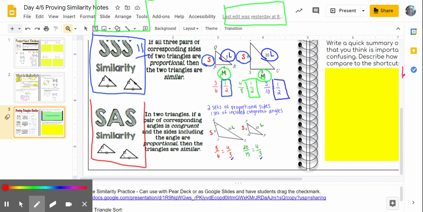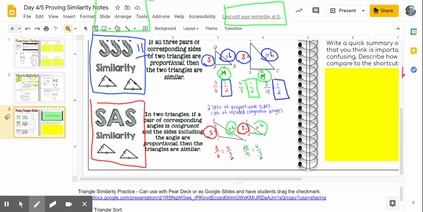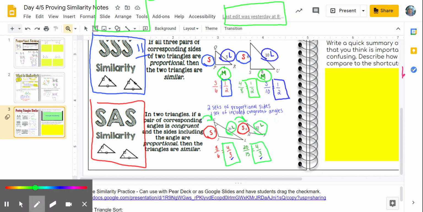Side, angle, side is kind of a combination between the 2. Okay. You make a ratio of your first side. You make a ratio of your second side. So all you have to do is do 2 of those and match some kind of angle. Okay, and the angle has to be in between. So if I'm going around this, I have a side and then an angle and then another side. We got a side and then an angle and then another side.